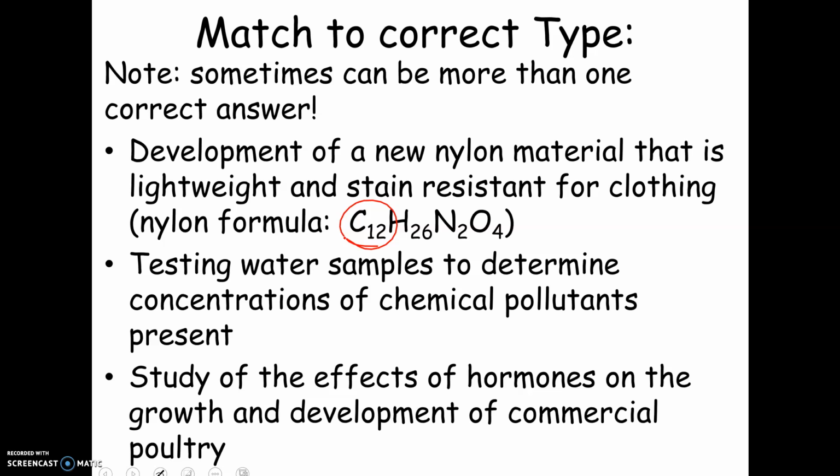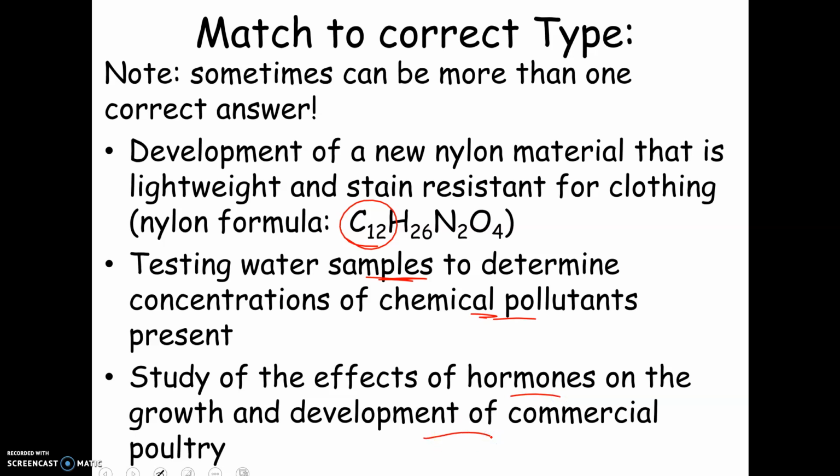Next, testing water samples to determine concentrations of pollutants. So we're looking for pollutants in water, and we're basically going to be analyzing the samples to look at the levels of different things. So this would be a good example of analytical chemistry. We didn't talk about it, but there's actually a whole branch that would use this, which would be environmental chemistry. But based on the ones that we went over, this would be definitely analytical because we're analyzing. And we don't know if the pollutants contain carbon or not, so I wouldn't jump on an organic or inorganic thing here. And then studying the effects of hormones on the growth and development of commercial poultry, which is chickens.